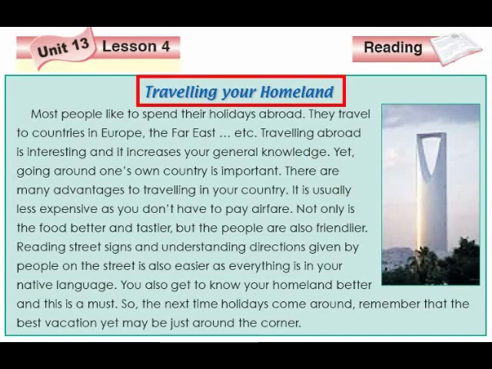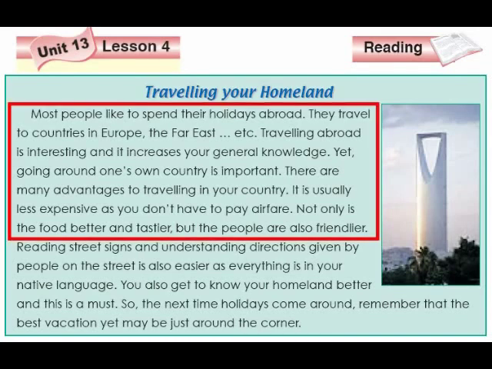Traveling your homeland. Most people like to spend their holidays abroad. They travel to countries in Europe, the Far East, etc. Traveling abroad is interesting, and it increases your general knowledge. Yet going around one's own country is important.